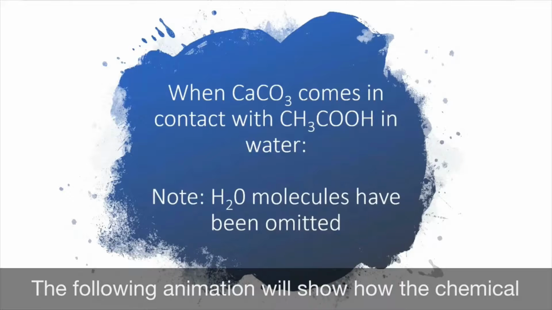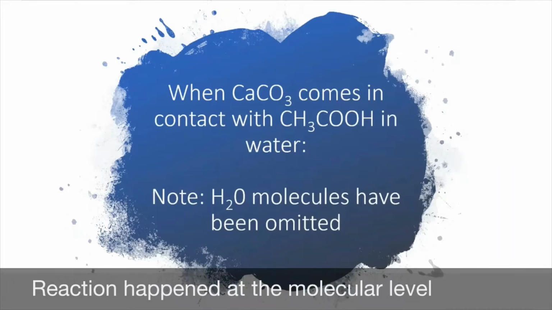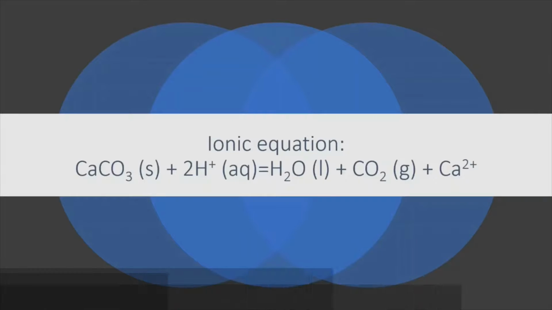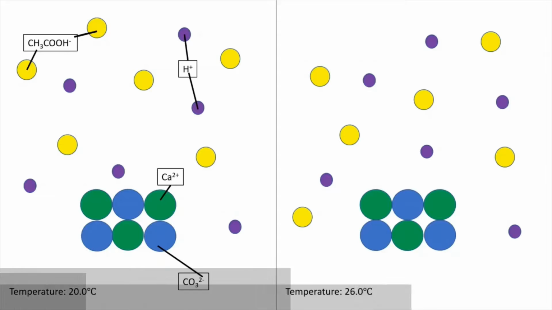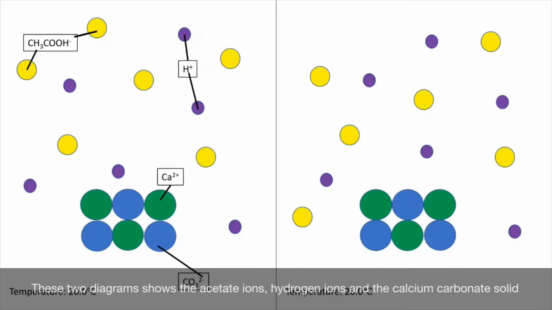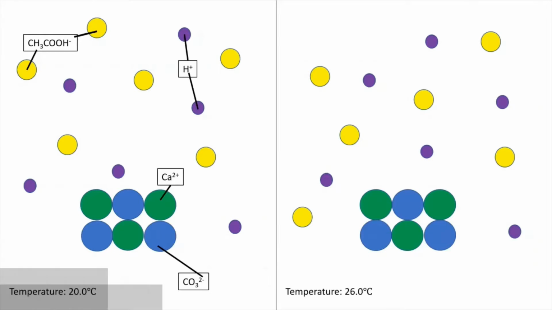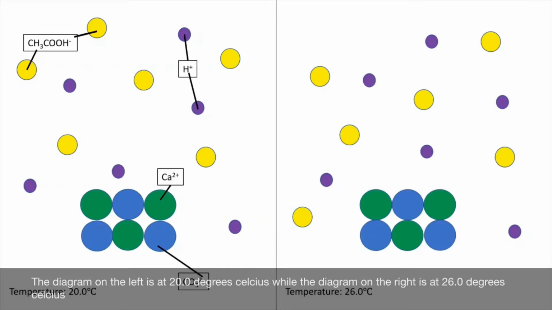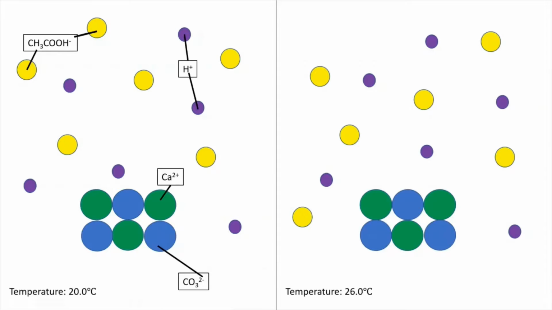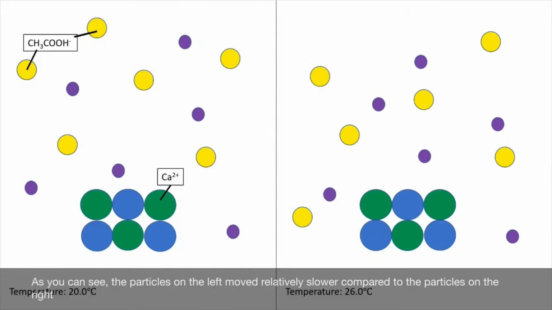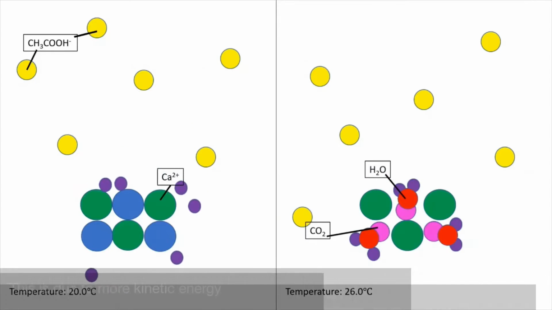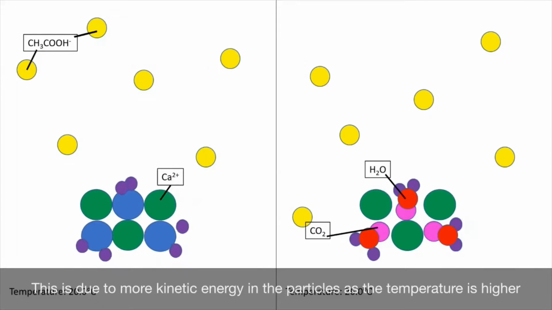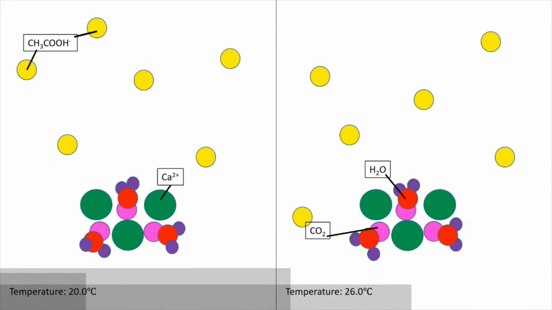The following animation will show how the chemical reaction happens at the molecular level. This will be the ionic equation that is used to come up with the animation. These two diagrams show the acetate ions, hydrogen ions, and the calcium carbonate solid. The diagram on the left is at 20 degrees Celsius, while the diagram on the right is at 26 degrees Celsius. As you can see, the particles on the left move relatively slower compared to the particles on the right. This is due to more kinetic energy in the particles as the temperature is higher.